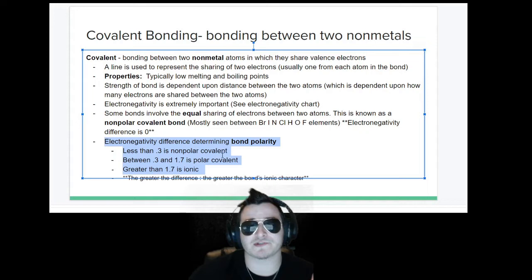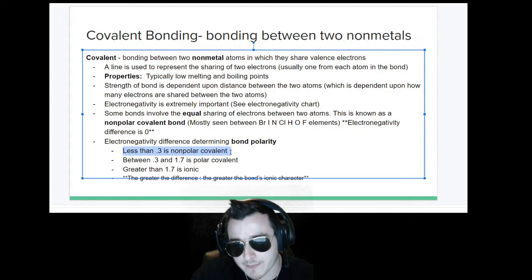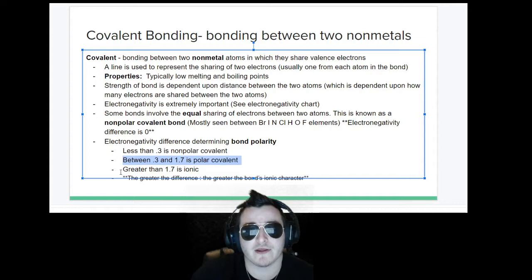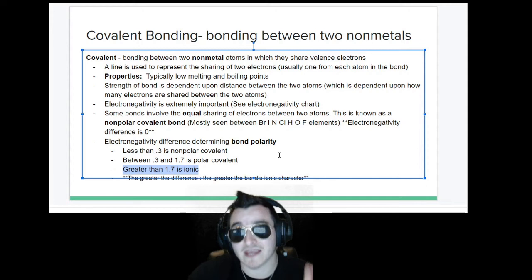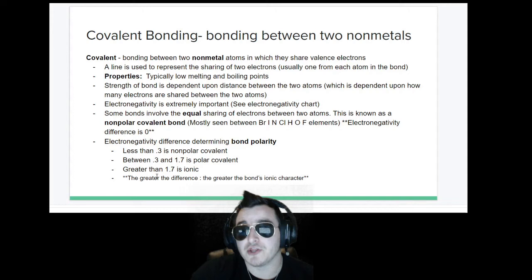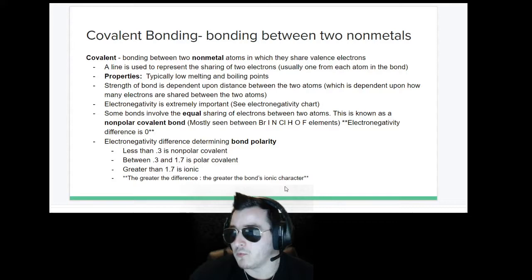If the electronegativity difference is less than 0.3, then it is a non-polar covalent bond. If it is between 0.3 and 1.7, it is a polar covalent bond. And if it is a difference that is greater than 1.7, then it is what is called an ionic bond, aka a metal and a non-metal. Very, very large difference. So the greater the difference, the more like an ionic bond it is. Therefore, the greater the difference, the greater the bond's ionic character. Well, where are we getting these numbers?